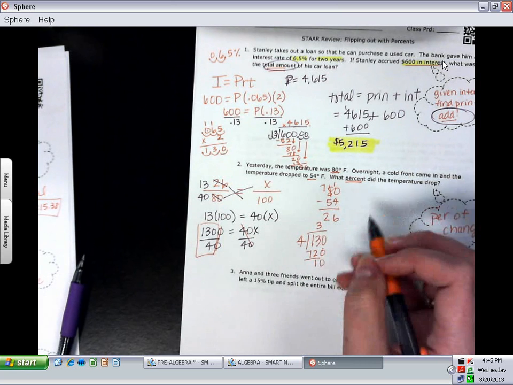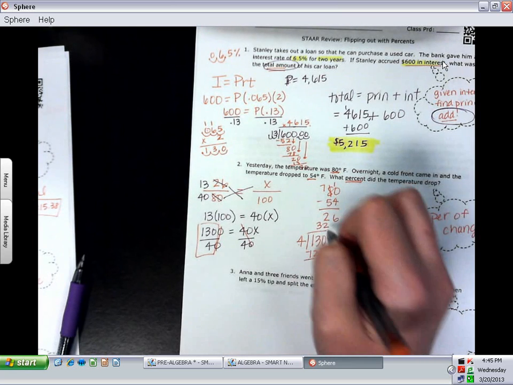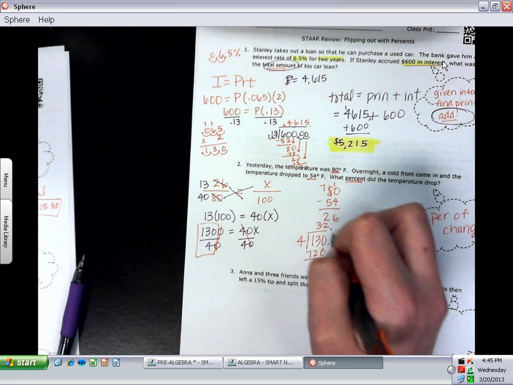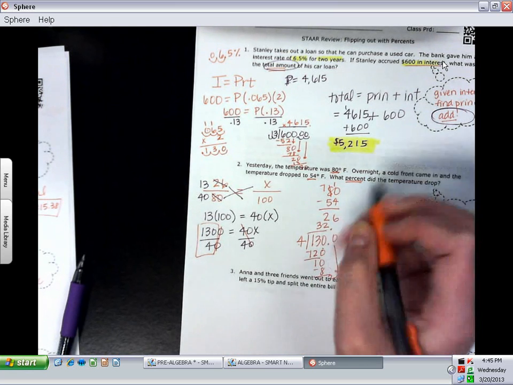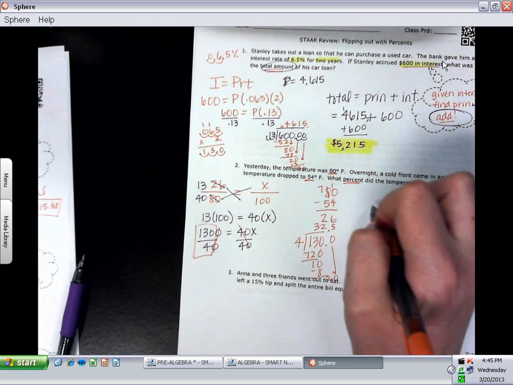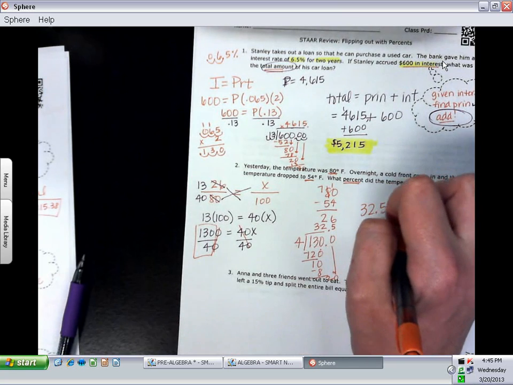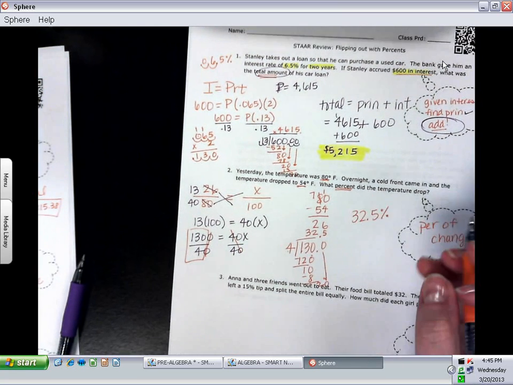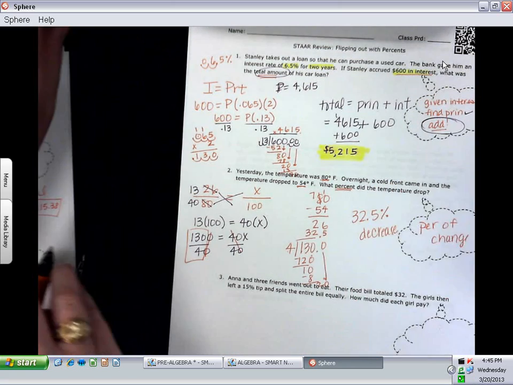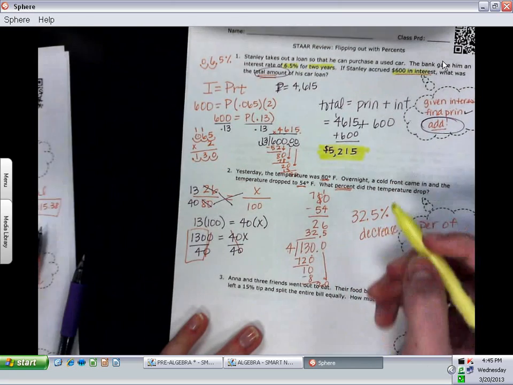4 goes into 10 twice. That's 8. I get a 2. I have to add a decimal and bring down a 0. And 4 goes into 20 5 times. So my percent of change is 32.5%, and it was a decrease. So my answer is a 32.5% decrease.